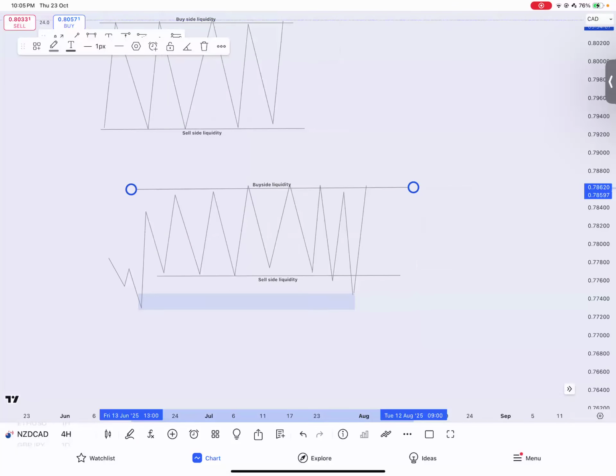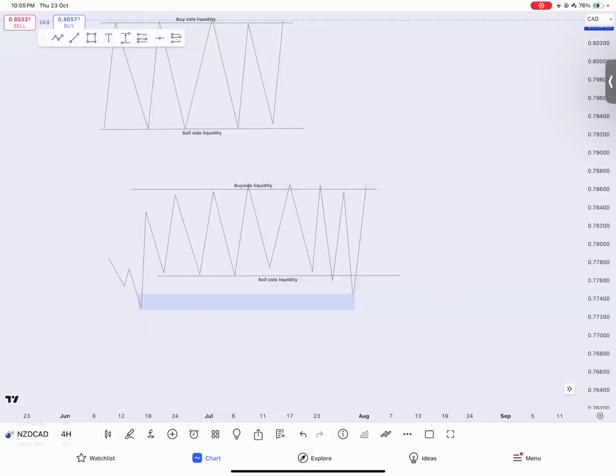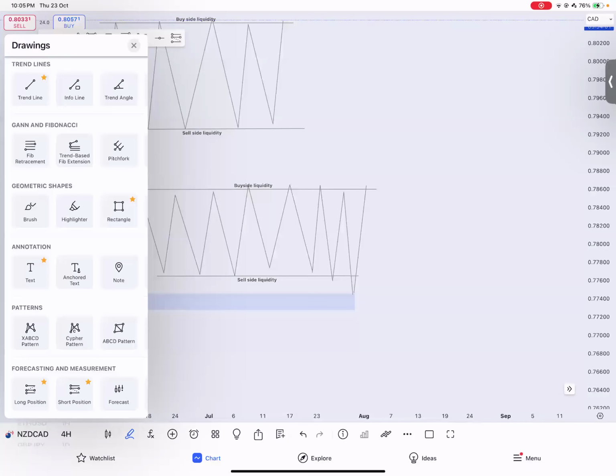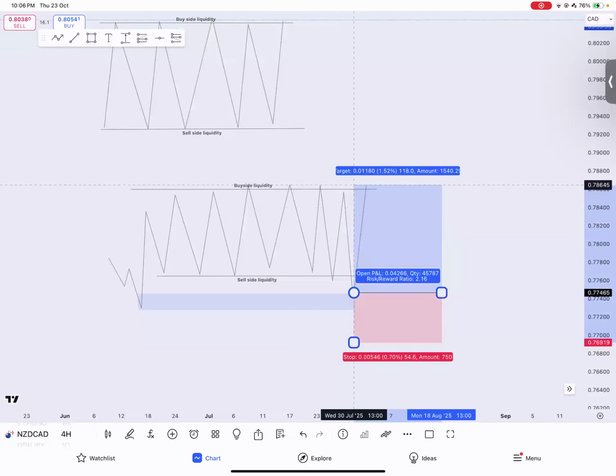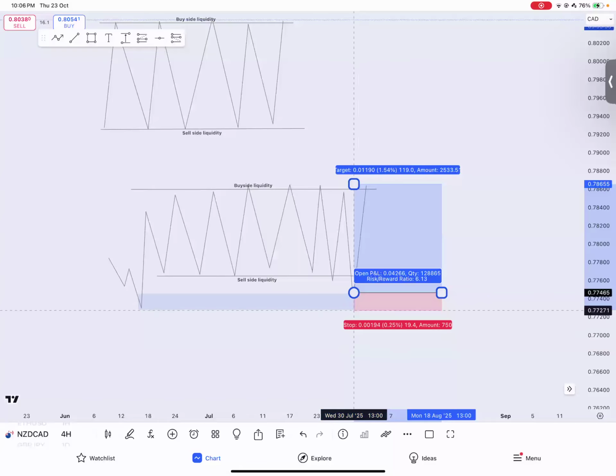You already have your parameters marked out. You already have the buy side liquidity and the sell side liquidity marked out. Then you wait for market to take out liquidity on the opposite side of where it's meant to go to. So if it's meant to go to the upside, price will take out liquidity on the downside first and trigger the point of interest. Once that happens, the take profit level will be aimed at the other side of the range, which will be here.